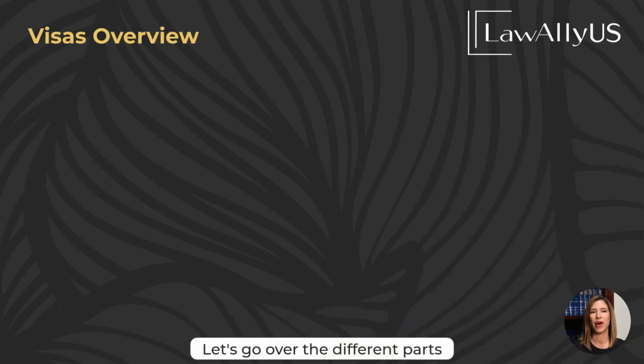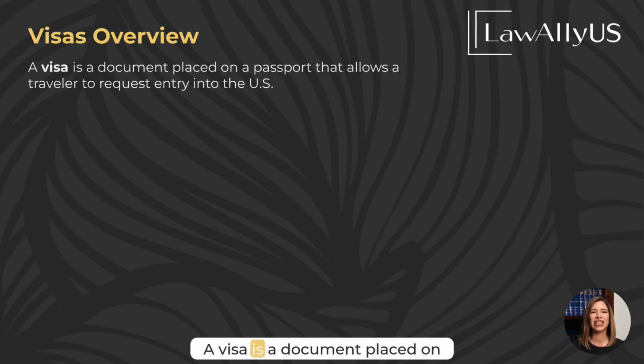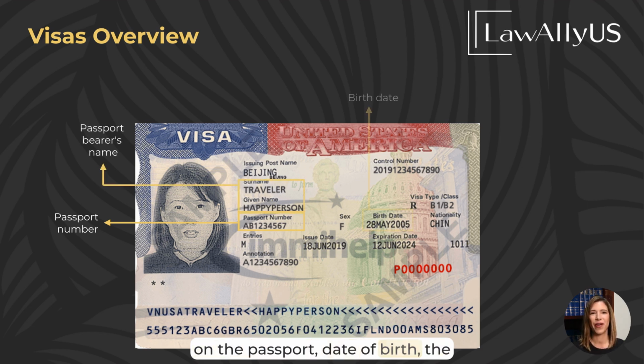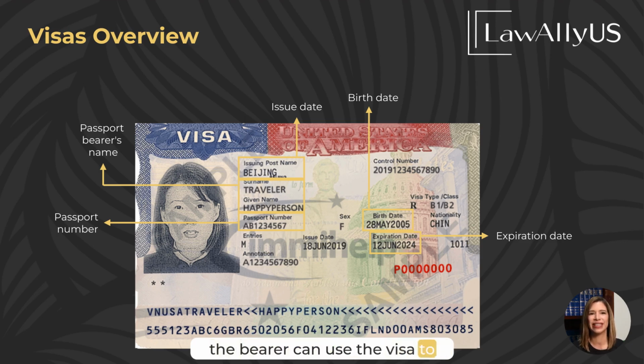Let's go over the different parts of a visa. A visa is a document placed on a passport that allows a traveler to request entry into the U.S. Let's see what a U.S. visa looks like. What is important to check when completing immigration forms is the passport number, the name on the passport, date of birth, the issue date and expiration date. The expiration date is the last day the bearer can use the visa to seek entry into the U.S. It has nothing to do with how long they may stay in the U.S.